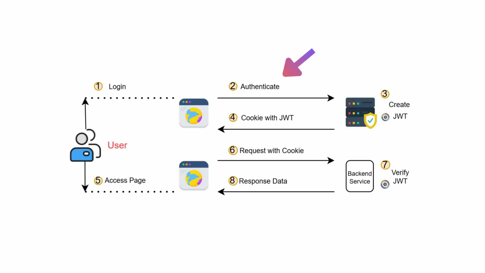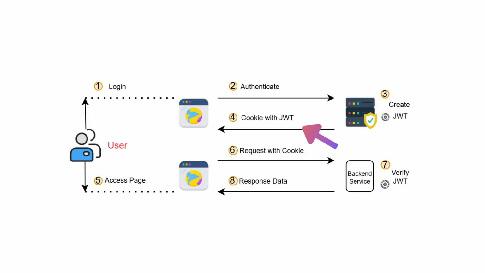In the second step, the user enters their username and password to authenticate themselves. These credentials are sent to the server to confirm the user's identity. In the third step, if the credentials are correct, the server creates a JSON Web Token. This token is like a digital pass that proves the user has successfully logged in.